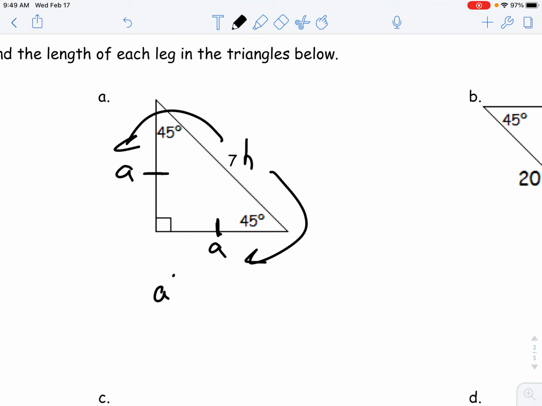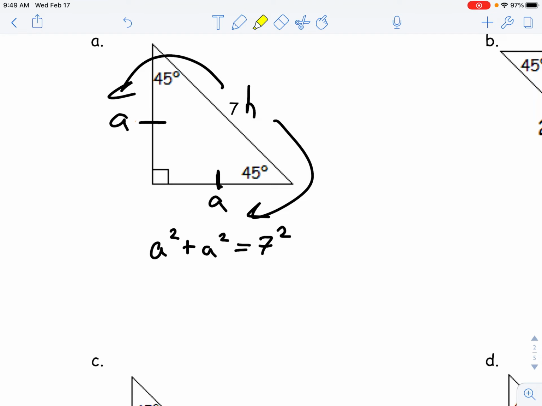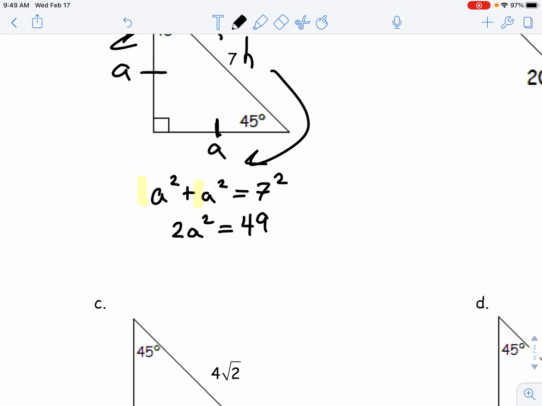So again, A squared plus A squared equals 7 squared. Now, remember this is like 1a squared plus 1a squared. You have to combine like terms. It combines to 2a squared, not a to the power of 4. Common mistake. And then we get 49 on the right-hand side. Then from here, let's divide both sides by 2.